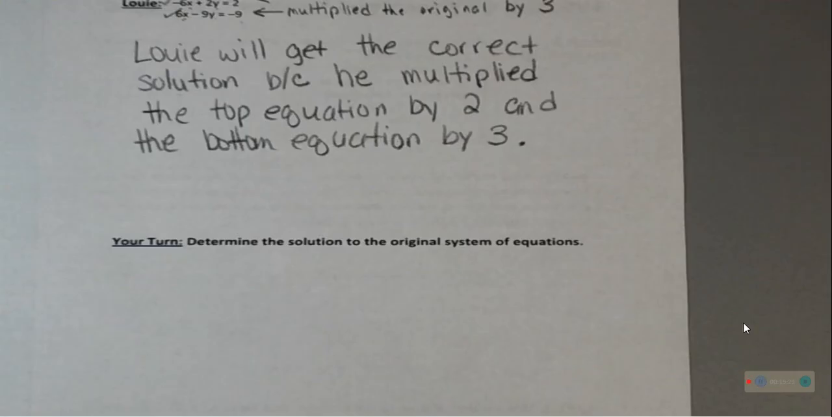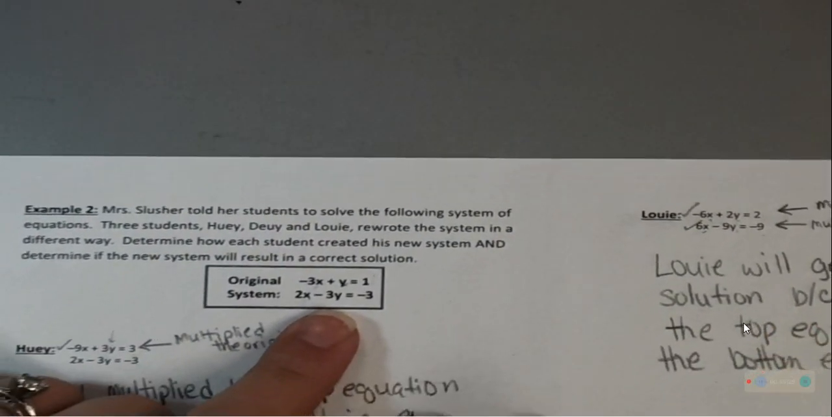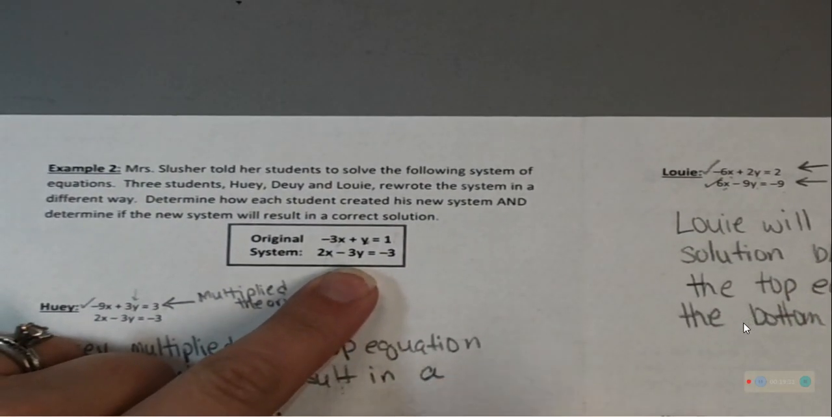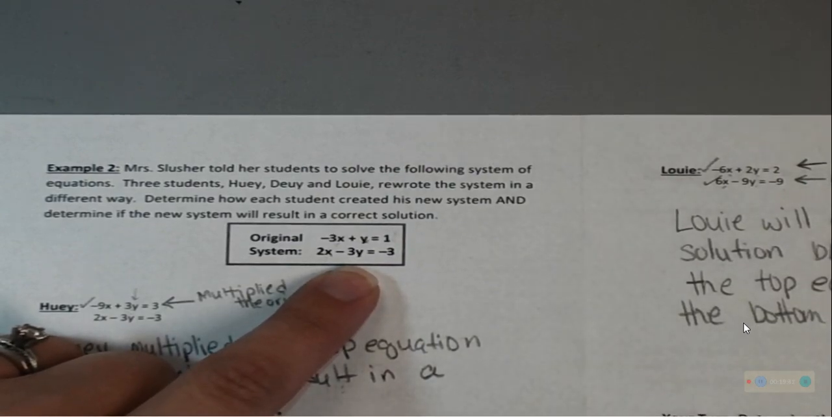All right, so now it's going to be your turn. You are going to determine the solution to the original system of equations. Now, if you go back to the original, is this ready for you just to go ahead and add them? No. Why not? Because you don't have an x and a y symbol. Very good. You don't have either both x's or both y's being exact opposites. They're not going to cancel.